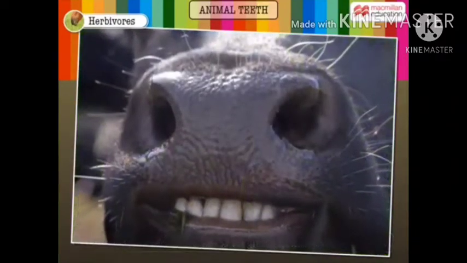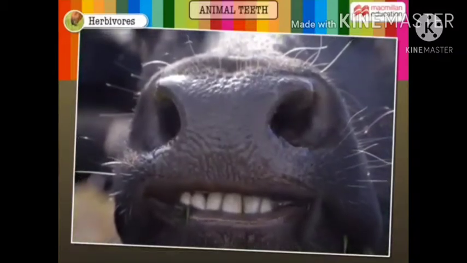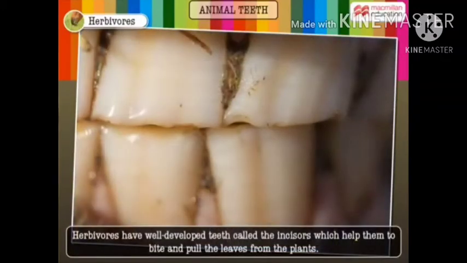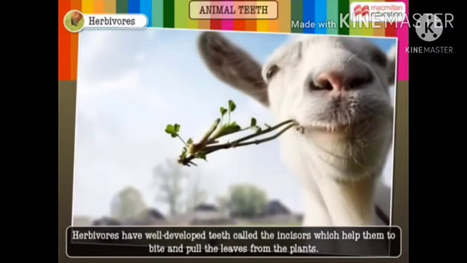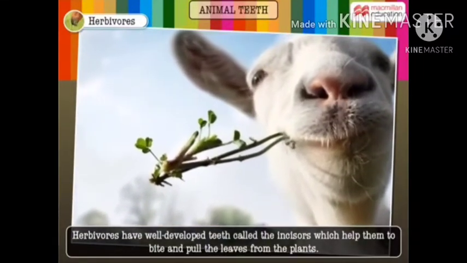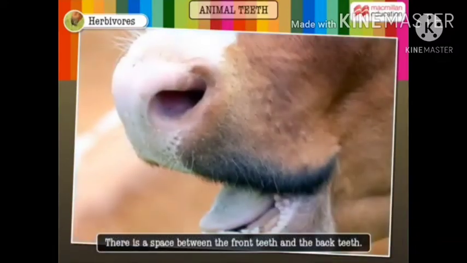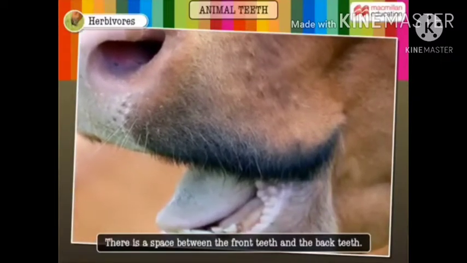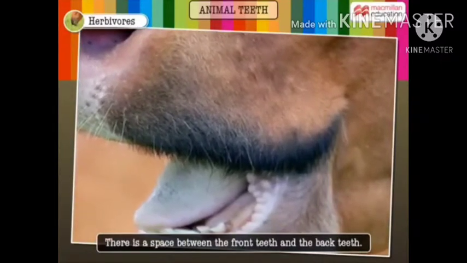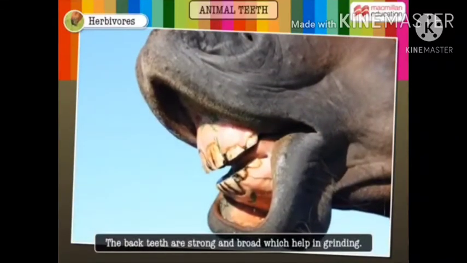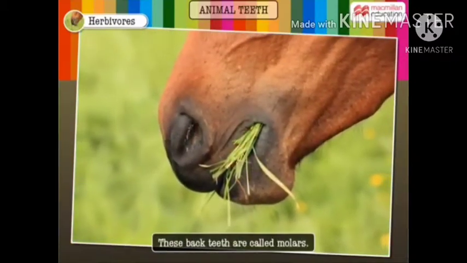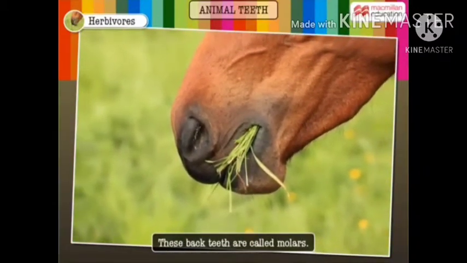The teeth in such animals are designed to just eat grass and leaves of other plants. They all have well-developed teeth called the incisors, which help them to bite and pull the leaves from the plants. Observe that there is a space between the front teeth and the back teeth of these herbivorous animals. The back teeth are strong and broad, which help in grinding. These back teeth are called the molars.